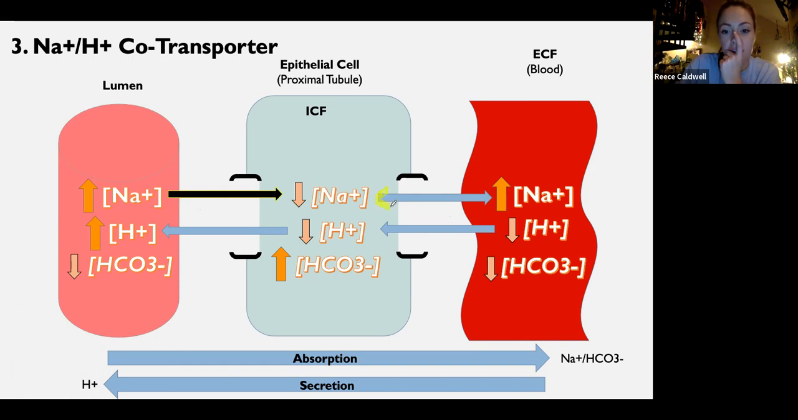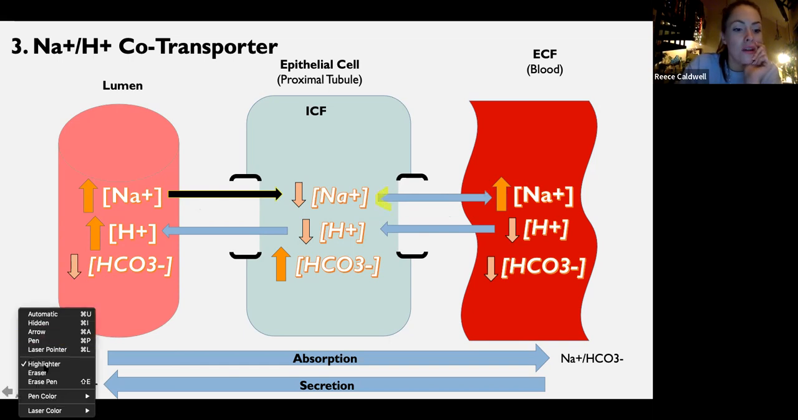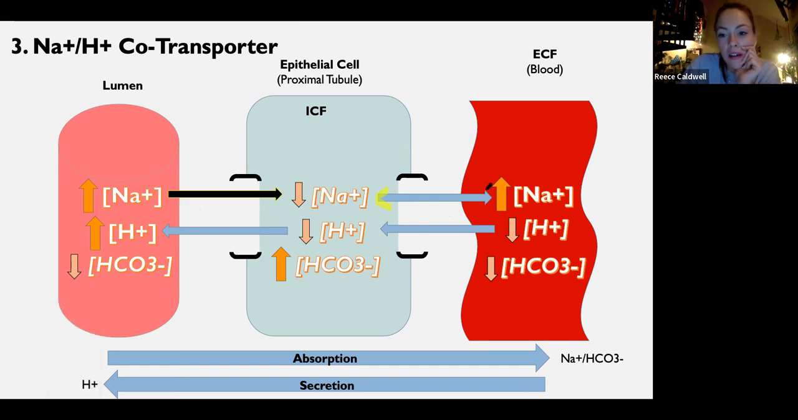This arrow should be pointing that way. Let me erase that other part. Let's see, pin. So if it's a co-transporter, we know that the other molecule that's not moving against its concentration gradient is going to be moving with its concentration gradient to get off that energy.